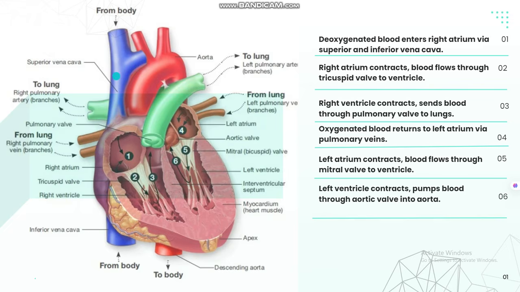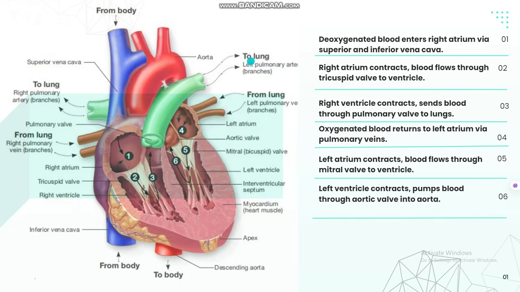Now we'll name the parts. This is the superior vena cava, this is the inferior vena cava, and this is the right atrium, right ventricle, left atrium, left ventricle. This is the tricuspid valve, this is the mitral or bicuspid valve, this is the pulmonary valve, this is the aortic valve, this is the pulmonary artery and this is the pulmonary veins. From this, the deoxygenated blood enters the lungs.